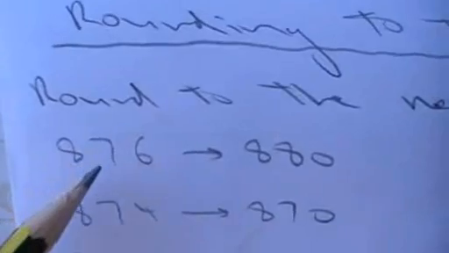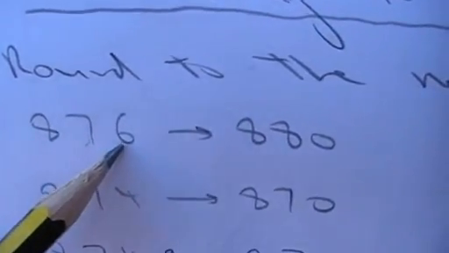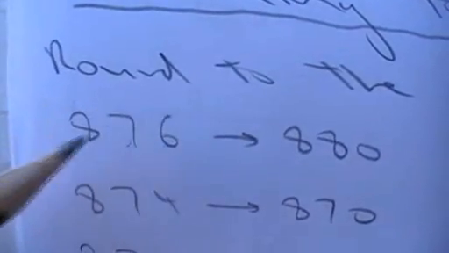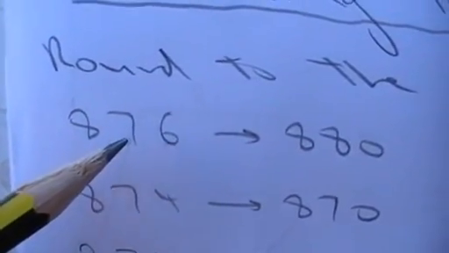They then will say, what about rounding? Round to the nearest 10, 100 or whatever. So if we want to round to the nearest 10, you look at the unit. So the unit is 6, that's 5 or more. So this number's closer to 880. So essentially you're just thinking, is it 870? Do I leave it as it is? Or is it 880?